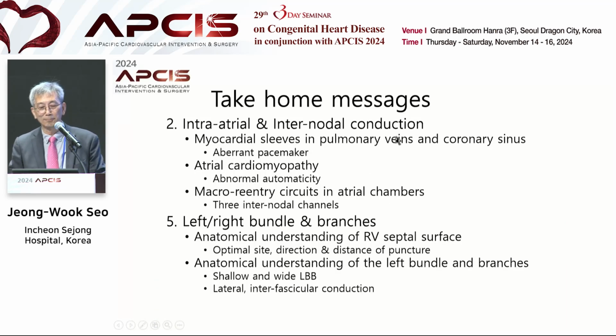So my summary is that intra-atrial internodal conduction means something a little different. Myocardial sleeves, pulmonary veins and the coronary sinus are important, and atrial cardiomyopathy is also an important concept, though not very controversial on histology. And for macro reentry circuits, we should better understand the macro reentry circuit within the right atrium, which can produce atrial flutter, and how we can cut those circuits by, for example, cavotricuspid isthmus ablation and so on.